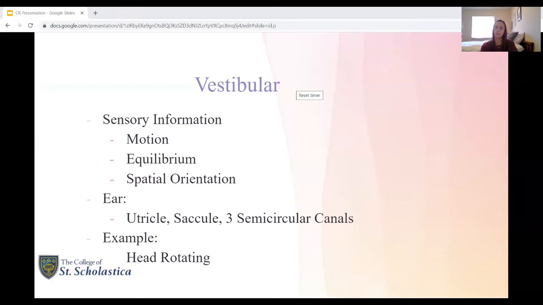For example, when the head rotates, the endolymphatic fluid lags behind due to inertia. This exerts a pressure against the canal's sensory receptors, which then send impulses to the brain, detecting movement.